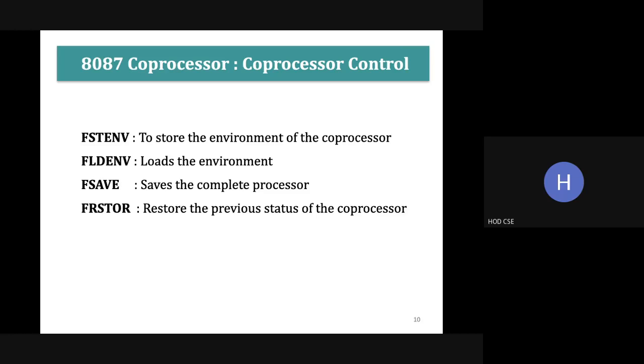FSTENV is to store the environment. That is, the content of all the control registers, status registers, and all the registers available in the stack will be stored in the memory, and FLDENV loads the environment. And the third one is FSAVE, to save the complete processor. The status of all the signals and all the registers will be stored in the memory. And FRSTOR is to restore the previous status.